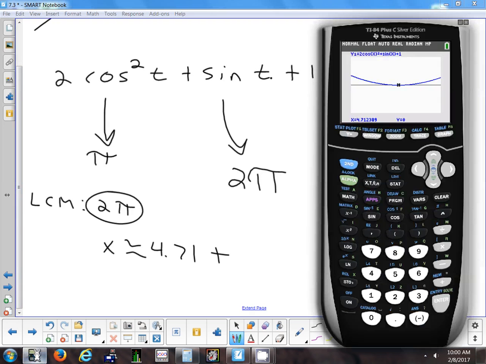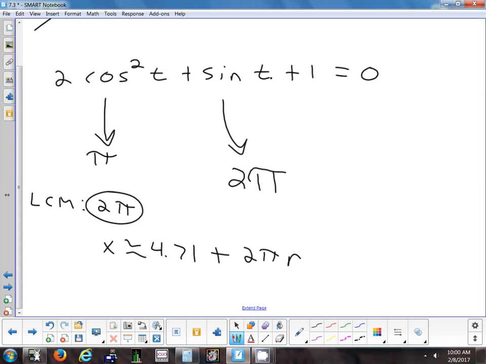And how often is that answer going to repeat? Yeah, 2 pi. Every 2 pi n. Good. Any questions on that one?